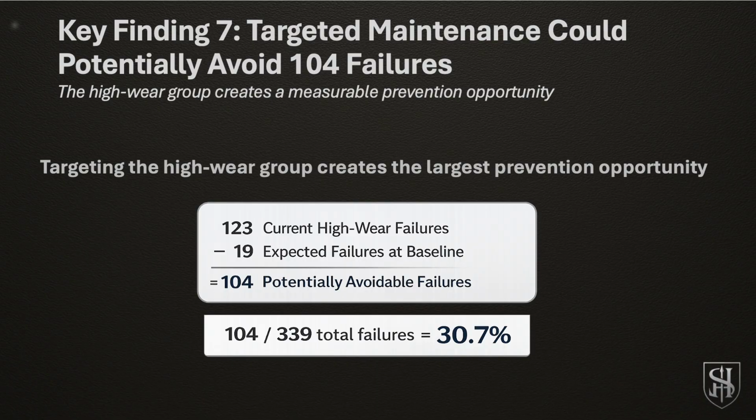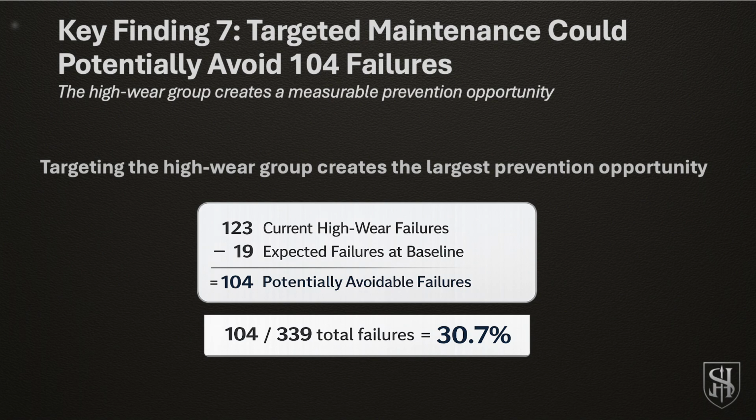This estimate is important because it translates the tool wear threshold into a business decision. It suggests that the high wear group is not just statistically different, it may represent a meaningful operational opportunity. The slide also shows the size of that opportunity compared with all failures in the dataset. The dataset contained 339 total machine failures. The 104 potentially avoidable failures represent approximately 30.7% of all recorded failures. That is a substantial share. If a maintenance pilot could reduce even part of that failure burden, the operational impact could be meaningful.